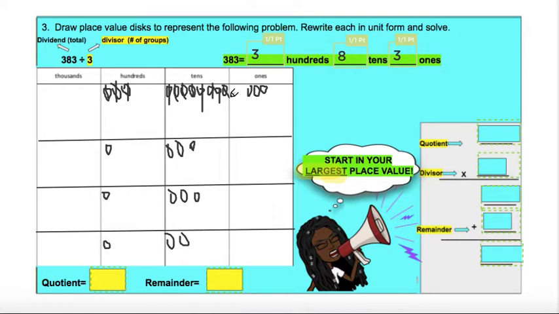My groups are unequal. These last 2 discs that I just distributed made my groups unequal. So what do I need to do? Remember, friends, we're not in our ones place, so these 2 discs cannot be a remainder. So what do I do with them?